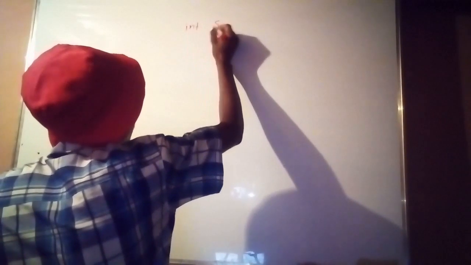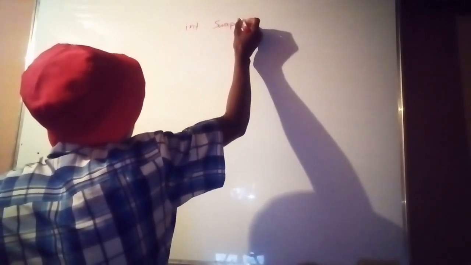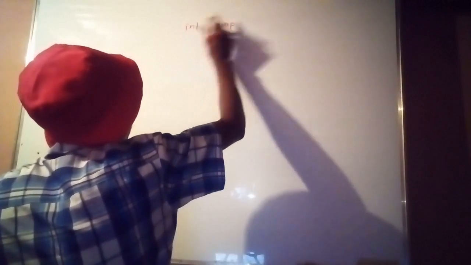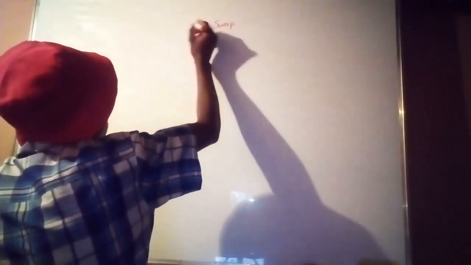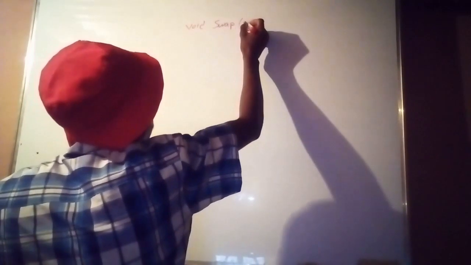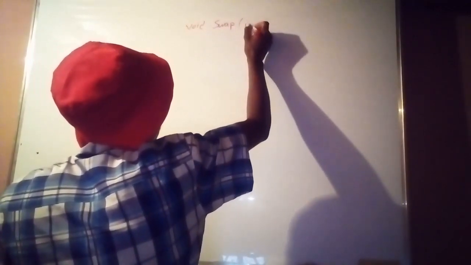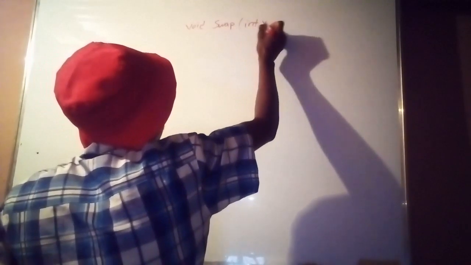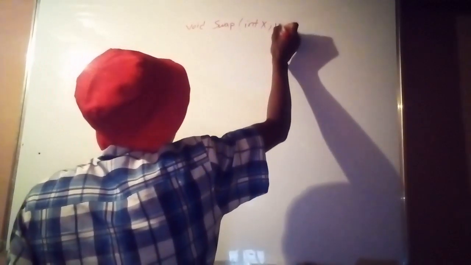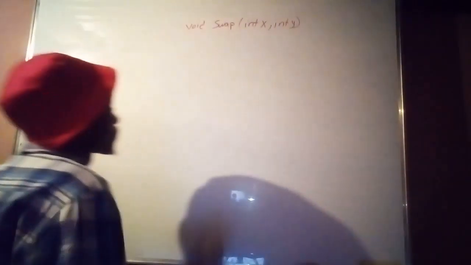Going to make it simple. Let's say swap. Let's not return anything here. Let's say void for now. We'll see. So then, normally a method will look like this.